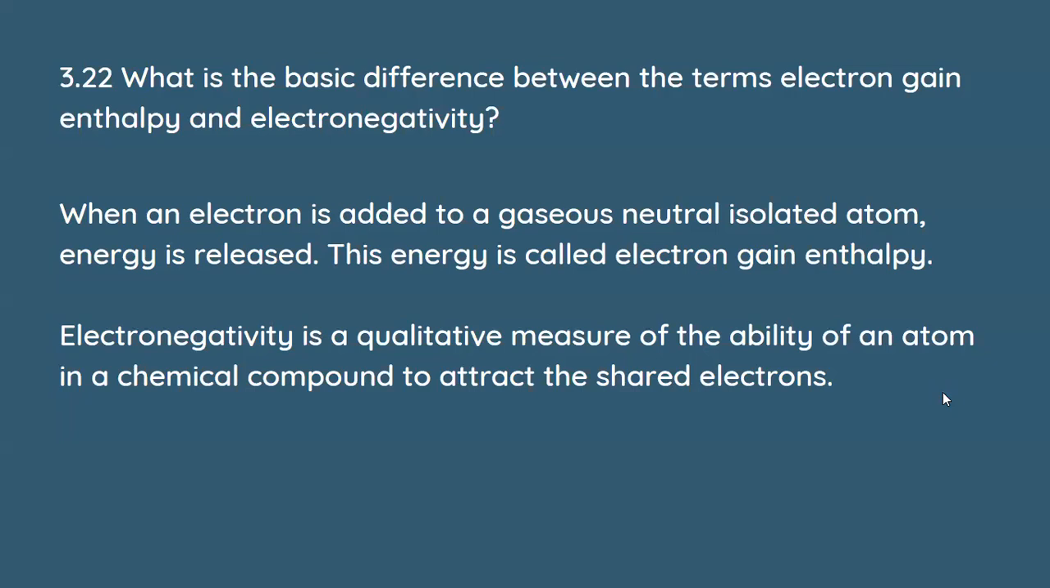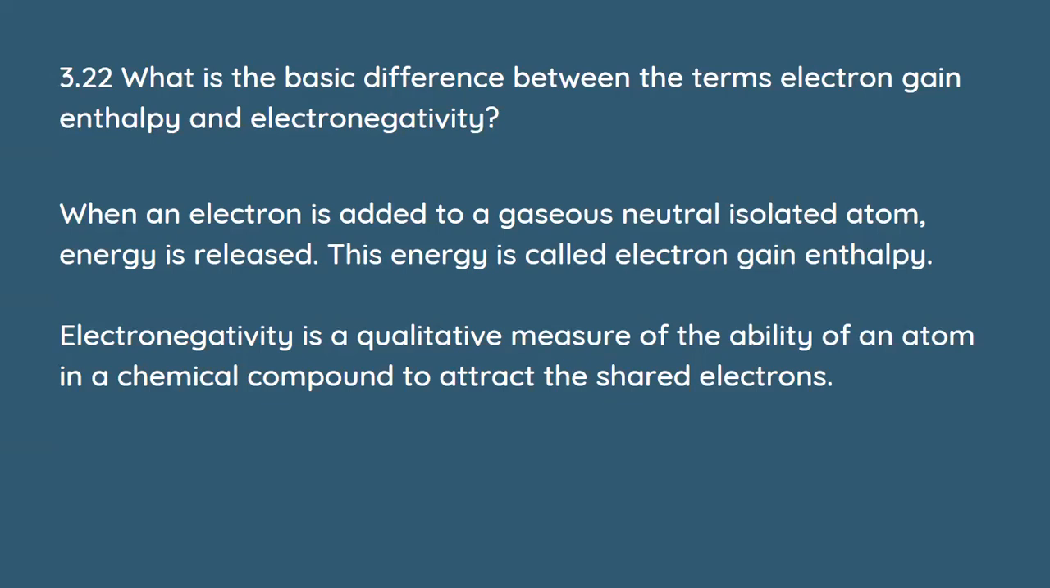Question number 22. What is the basic difference between the terms electron gain enthalpy and electronegativity? The primary difference between these two is that electron gain enthalpy is independent of location. For example, if you talk about oxygen or fluorine, that particular element is not bound to anything. We in fact talk about it as an isolated atom, a neutral isolated atom. Whereas electronegativity is measured when that particular element is actually bound to another atom.